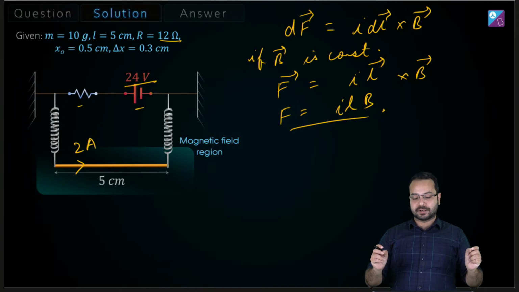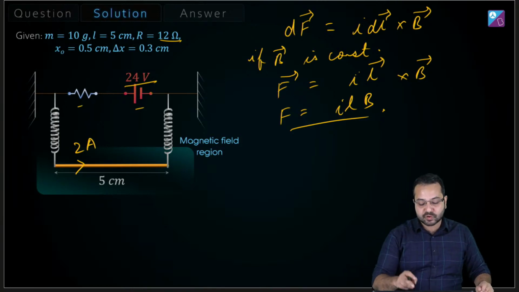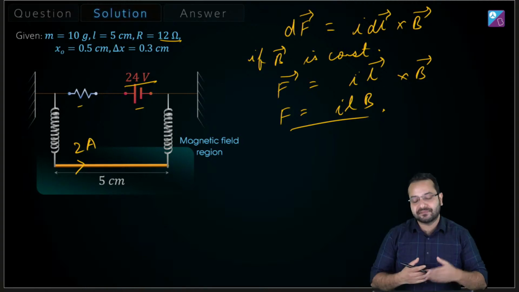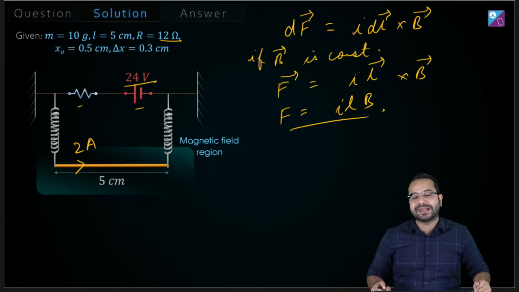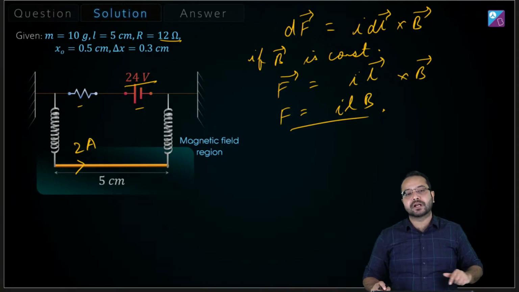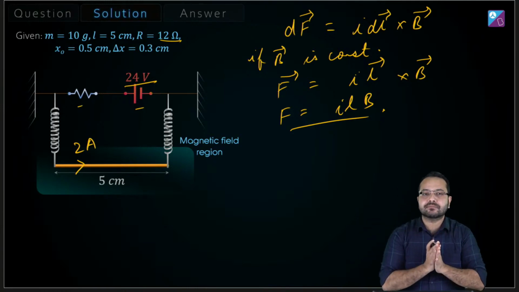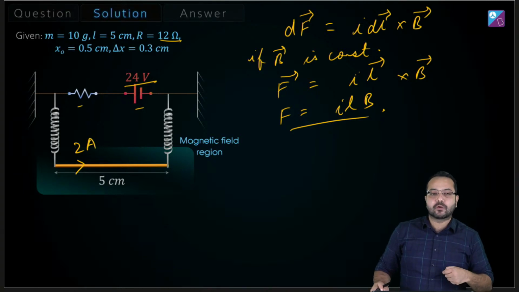Don't take it for granted. Okay, the magnetic field is constant. That is why the force becomes IL cross B. And because the magnetic field and the current or the length are perpendicular to each other, the force becomes ILB. Is that right? Okay, so obviously in this situation we're going to use ILB. So the first thing we need to figure out is what is the direction of the magnetic force.